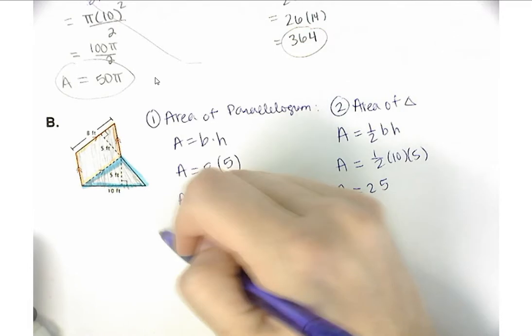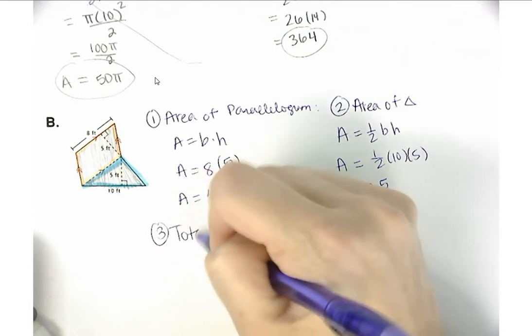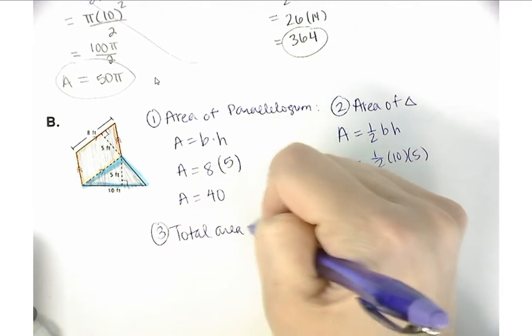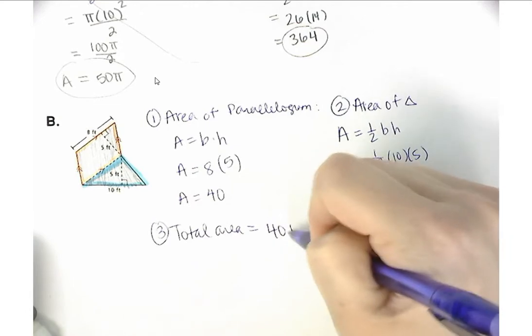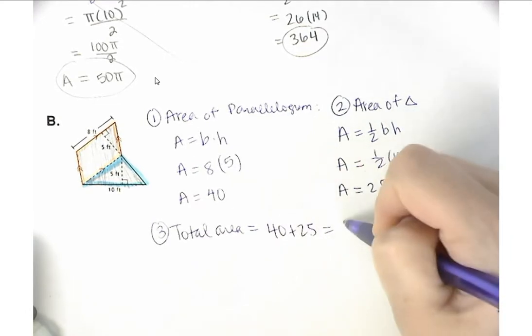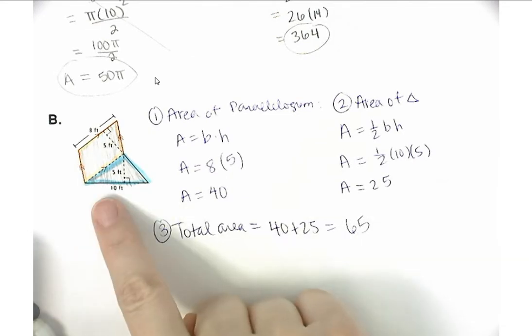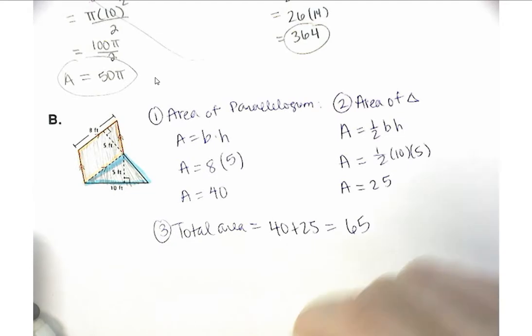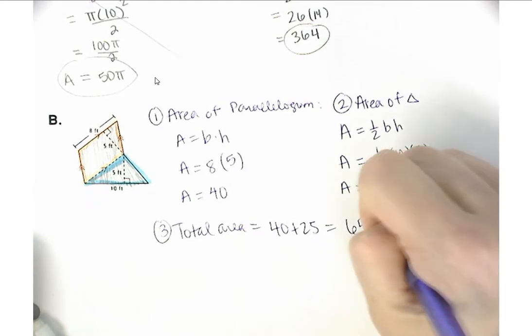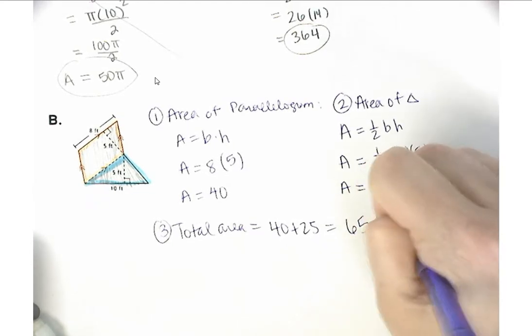So then to find the total area, I'm going to add those together, but then I need to make sure I put my units on there. Okay, so Logan, what are my units going to be for this one? And it's area, so it'll be good.